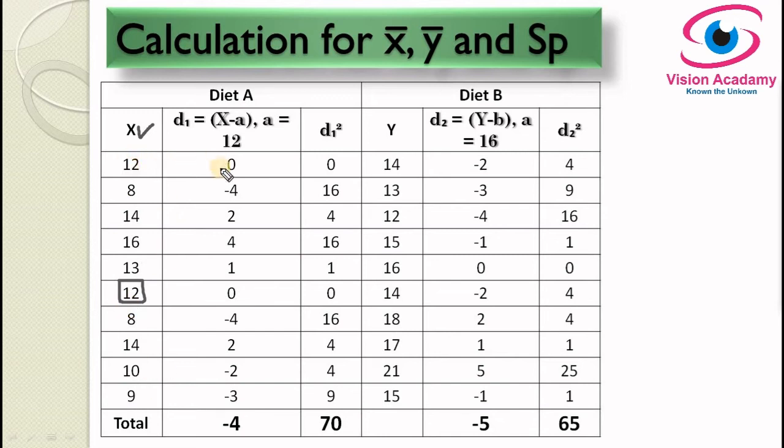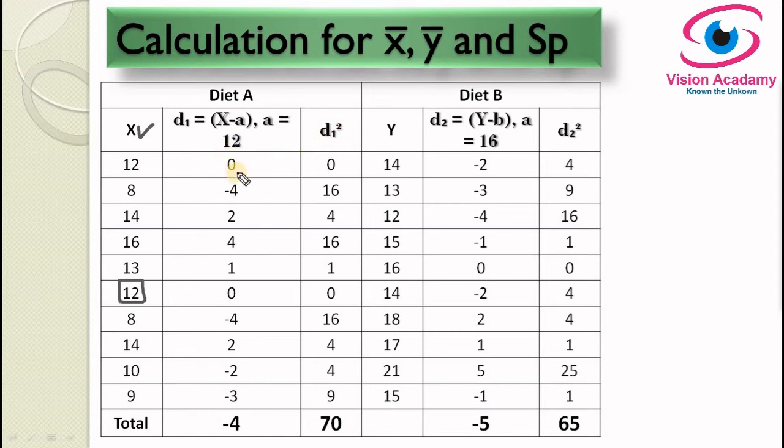Firstly, 12 minus 12 is 0. Second, 8 minus 12 is minus 4. The third value, 14 minus 12, is positive 2. 16 minus 12 is 4, 13 minus 12 is 1, 12 minus 12 is 0, 8 minus 12 is minus 4, 14 minus 12 is 2, 10 minus 12 is minus 2, 9 minus 12 is minus 3. When I take the sum of d1, the deviation 1, I get minus 4. In the next column we have d1 square.